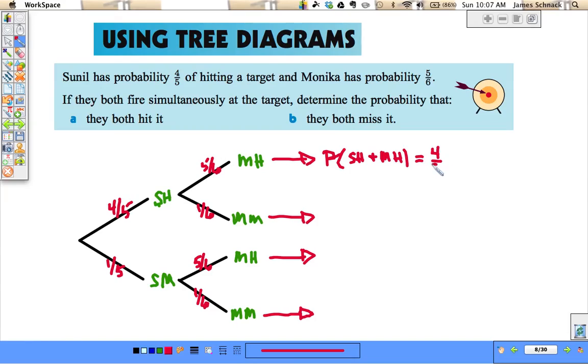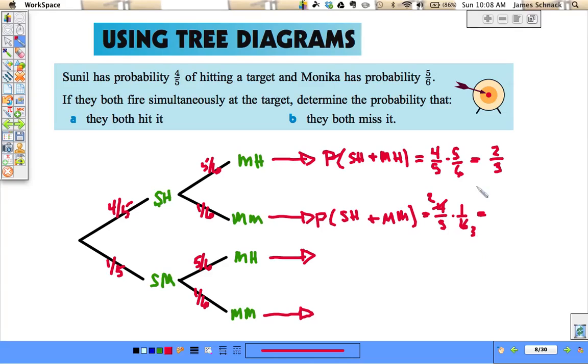Probability that Sunil hits and Monica hits is going to be 4/5 times 5/6. Probability that Sunil hits and Monica misses, so following this second branch on the top, 4/5 times 1/6. And we can calculate what these are all equal to. And I'm going to do that, I suppose. So this one was 2/3.